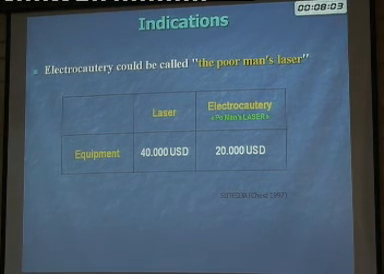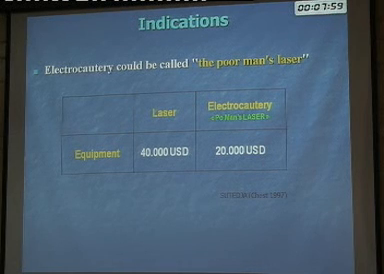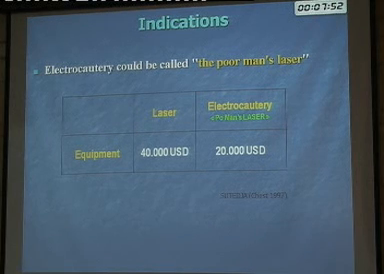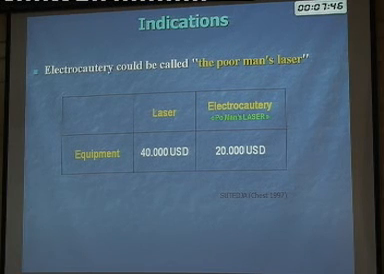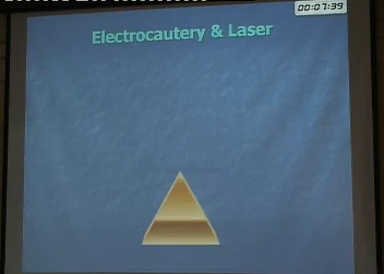This is the price of the laser in the USA. I don't know if it still exists or not. I'll tell this figure in Egyptian pounds. The electrocautery costs about 100,000 Egyptian pounds. However, the laser machine costs about 400,000 Egyptian pounds. You may see the difference, 4 times that of the electrocautery.